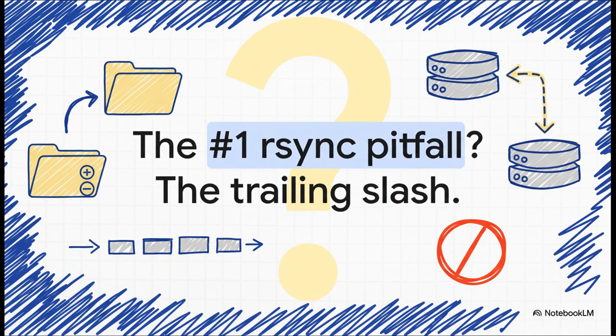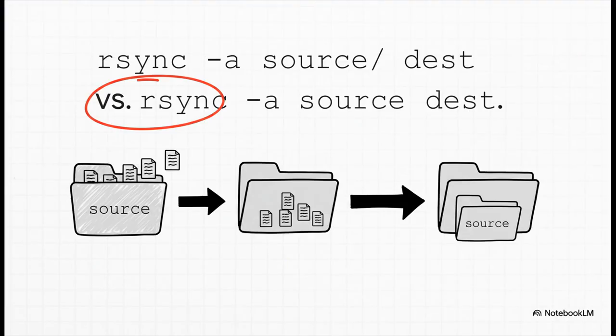Now, let's talk about the one thing that trips up literally every single person when they start using Rsync. It's a single character that can completely change what the command does. We're talking about the trailing slash. Just look at these two commands on the screen. They look almost identical, don't they? But that one tiny little slash at the end of the word source makes a world of difference.